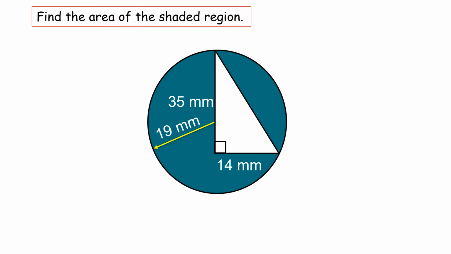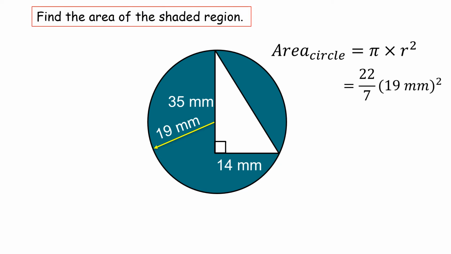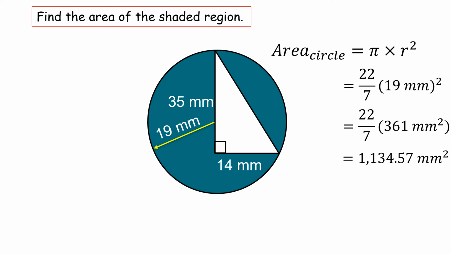In here, we have a circle, and then inside the circle, we have the triangle. So the first step here is to compute for the area of the circle, which is pi r squared. And then we all know that the value of pi is equal to 22 over 7. And then the radius, as you can see in the diagram, is equal to 19. So 19 squared is equal to 361, times 22 over 7, is equal to 1,134.57 square millimeters. So always put the units correctly.